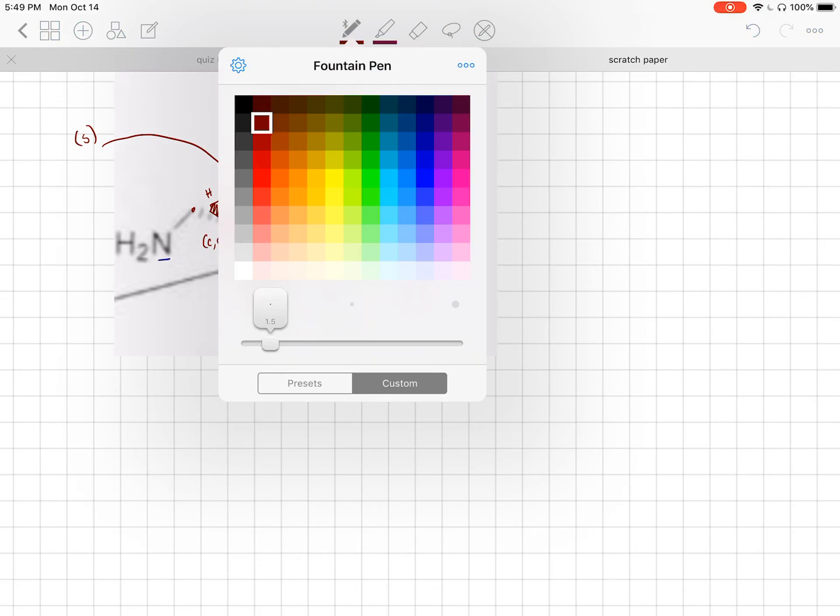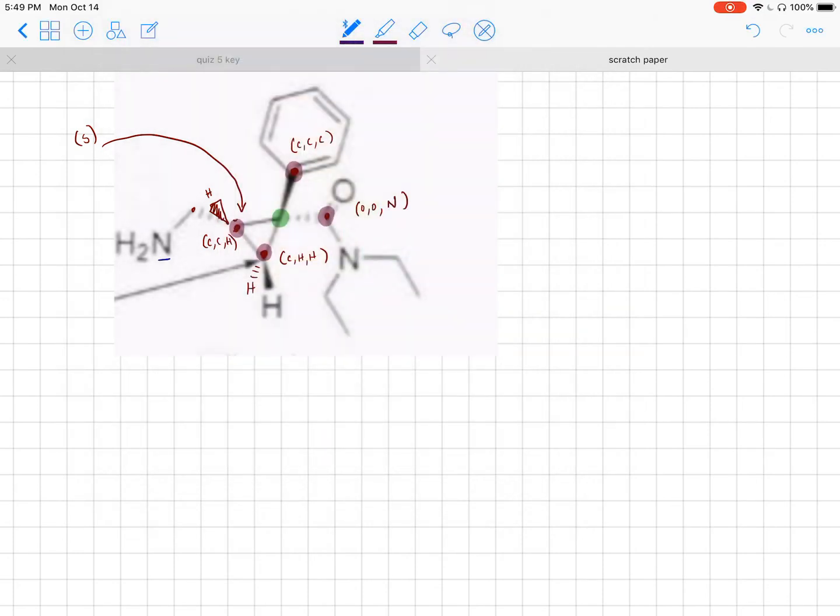So yeah, now we have to number, and so the highest priority is going to be this carbon right here, because it has 2 oxygens and a nitrogen, so that's going to be the highest priority. The next one is going to be, so all 3 of these other ones have combinations of carbon and hydrogen, so we're going to look for the one with the most carbons first, and that will be this one that's on the benzene ring, and then this one over here on the left, and then lastly is going to be the one that's attached to 2 hydrogens and a carbon.